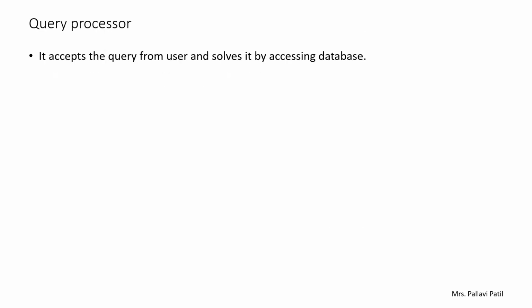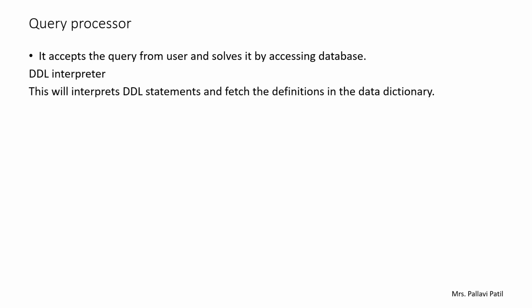Next component is a query processor. So query processor accepts the query from the user and solves it by accessing the database. It interprets the request in the form of queries received from the users via an application program into instruction. It also executes the user request which is received from the DML compiler. So components of query processor are as follows.